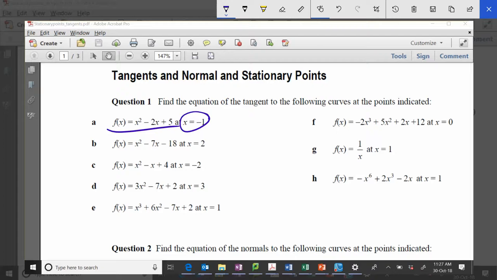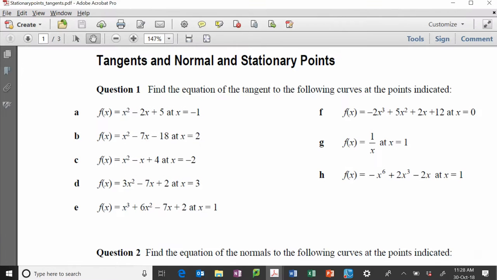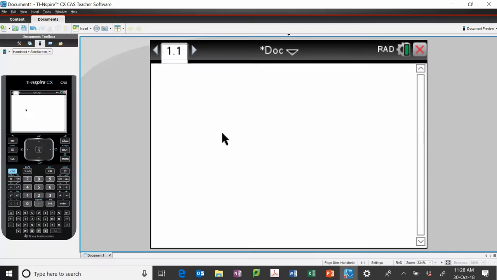I'm teaching you now how to do it all in one go with a calculator. So you need to do both. You need to learn how to do it manually, and you need to know how to do it calculator-wise, okay? So, how do you do it on a calculator? You've got x squared minus 2x plus 5. This is what I want you to do. On your CAS, go to menu.